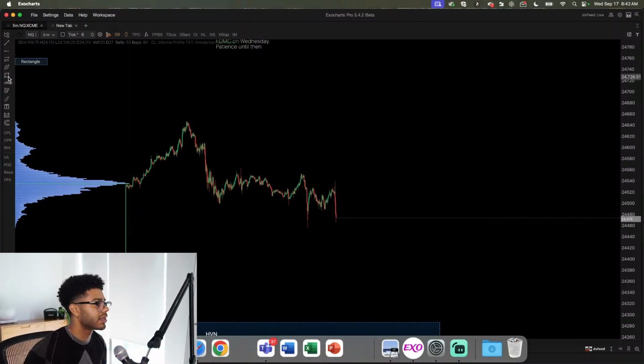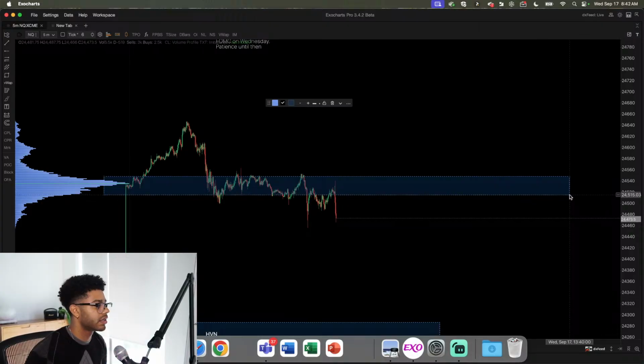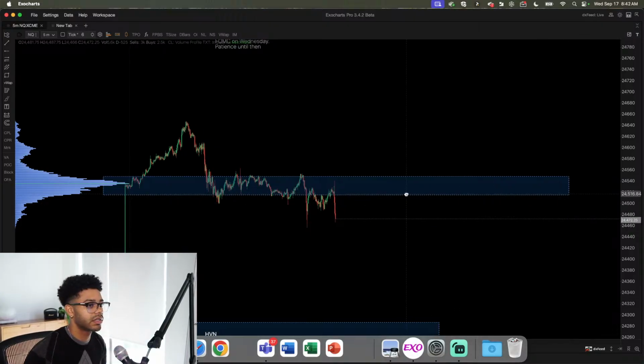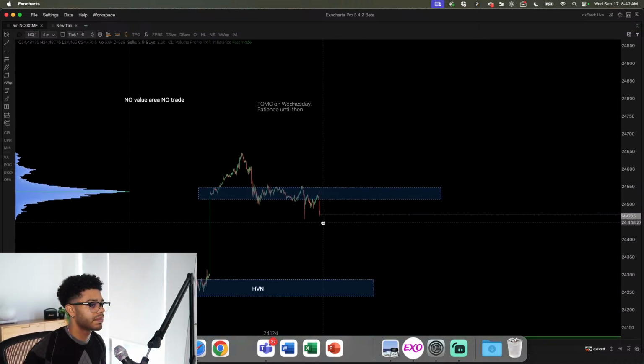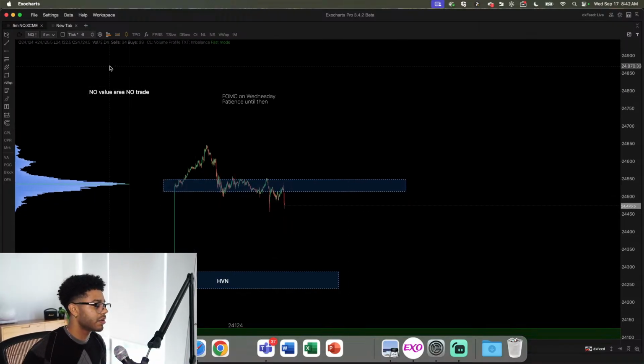Right about here to here. No, we'll leave that blue for now. But that's where most of the trading activity occurred so far for this week.